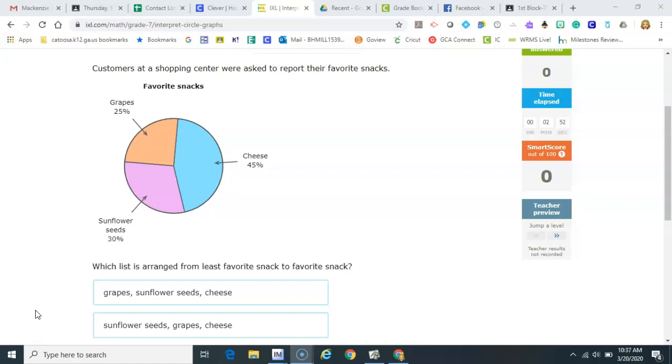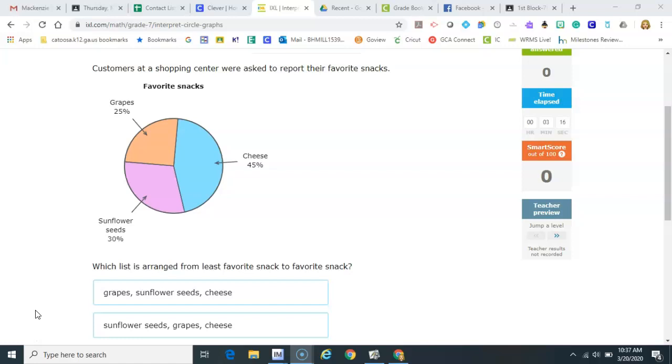So we don't have an exact amount, but we do have percents. So grapes are 25%, sunflower seeds are 30%, and cheese is 45%. So percents are just like any other number. The bigger the percent, the bigger the number of people that would choose that snack.